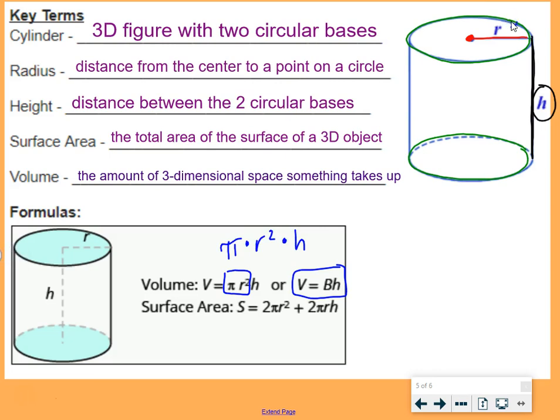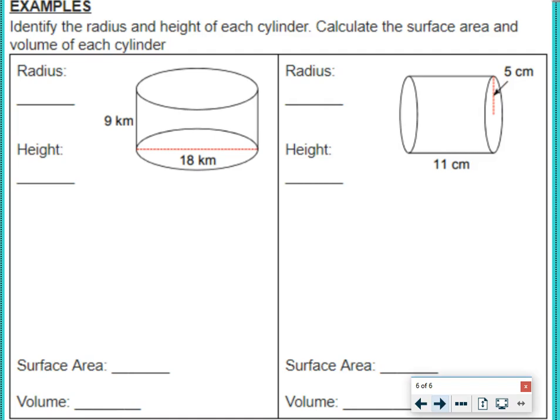Surface area, and this is kind of fun to say, is 2 pi r squared plus 2 pi r h. Kind of got a little rhythm to it. 2 pi r squared plus 2 pi r h. So you're going to use that formula for surface area. So let's just dive right in.